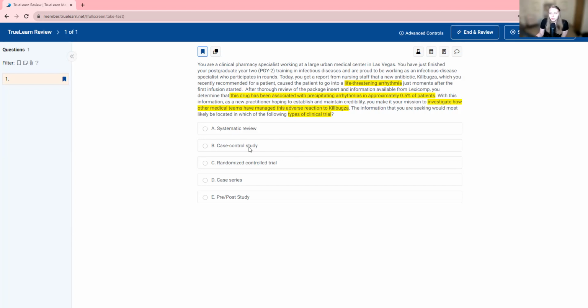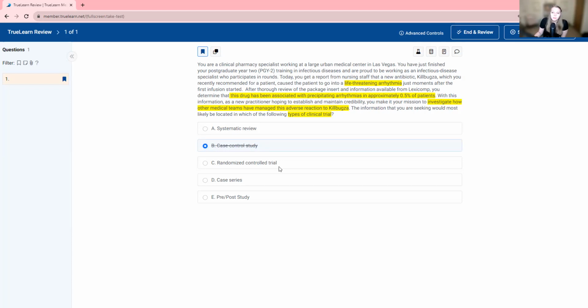So next is a case control study. And so when I think of case control studies, I think of somebody having a reaction versus somebody not having a reaction. So the case is the type of adverse event that is happening, and then your control is a person who doesn't have that event. Because of the rarity of this adverse event, these arrhythmias are only happening in 0.5% of patients, a case control study wouldn't work, and it's also not going to answer your question because you're trying to figure out how people are managing the adverse reactions, whereas this would just compare the people who are having a reaction to other people, but not necessarily how we're going to manage the adverse reaction. So in this case, we're just going to cross through case control study.